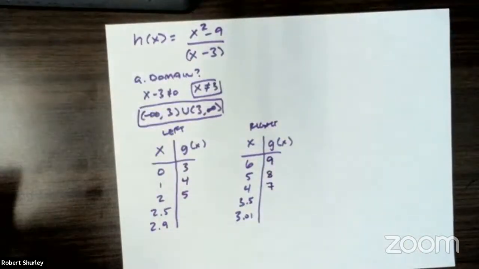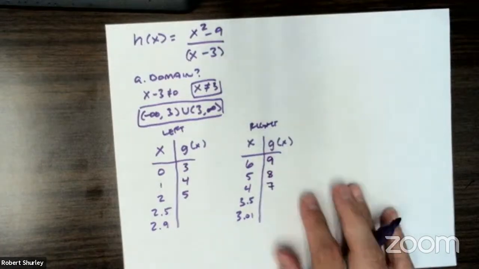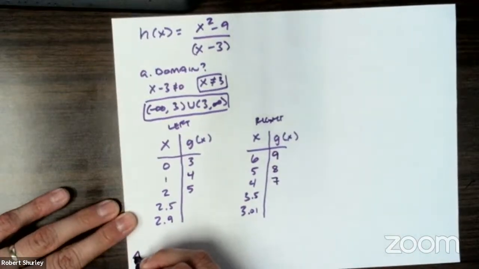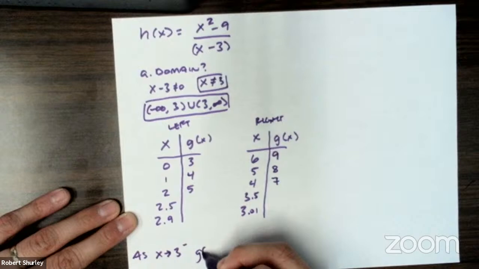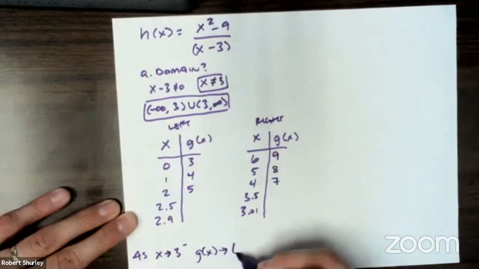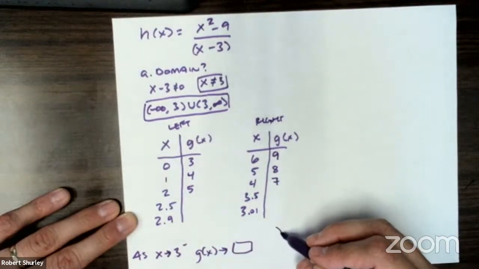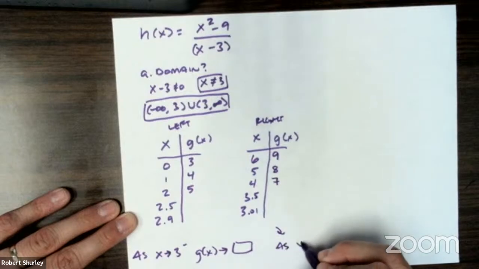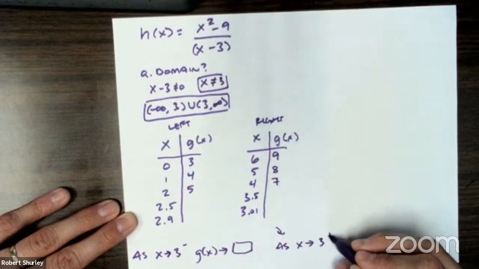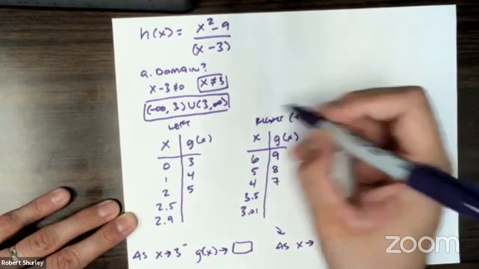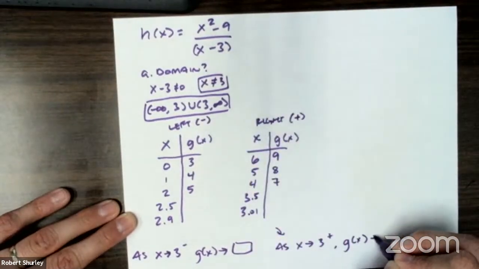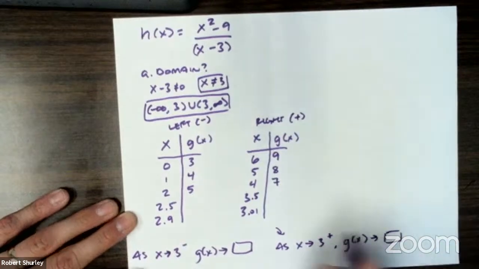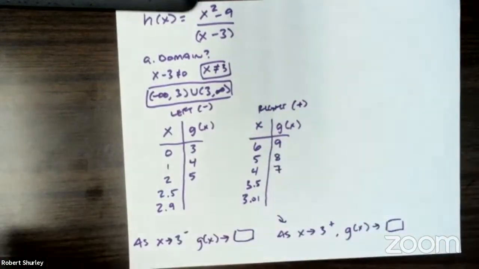You have to plug in to get the other ones. But try that. I want you to fill this out. As x approaches 3 from the left, what is our g of x headed towards now? And then same thing over here. As x approaches 3 from the right, what is our g of x headed towards? And you'll see it's not going to be infinities this time, okay?